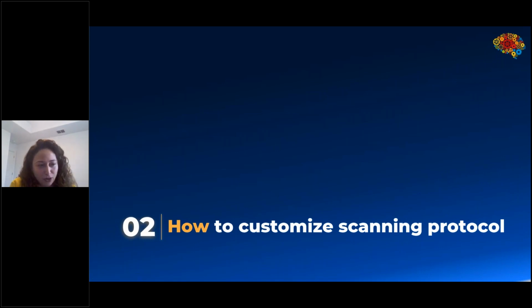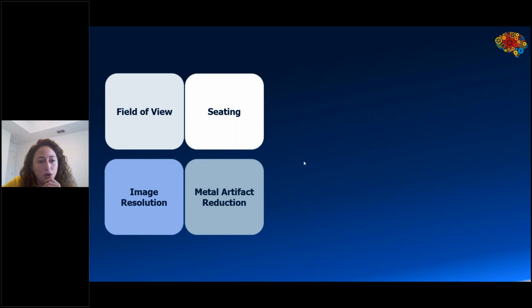So we first talked about how can we benefit from CBCT with different scenarios, how often can we use it. But once we decide to use CBCT scan, we need to customize our scanning protocol or our imaging protocol. So the 4 most common settings that we can use cone beam with would be field of view, whether you sit the patient or not, what type of resolution you're picking, or if you apply metal artifact reduction.